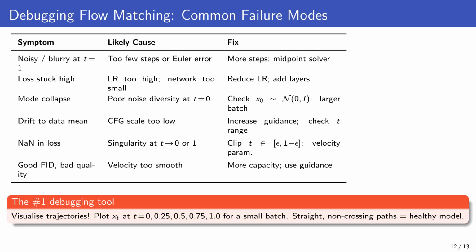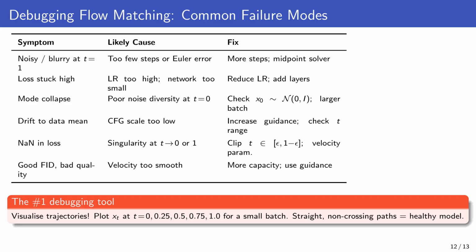NaN values in the loss are almost always caused by singularities in the velocity parameterization. The x1 prediction and x0 prediction formulas have singularities at t=1 and t=0, respectively. Clipping t to the interval epsilon to 1 minus epsilon usually fixes this.